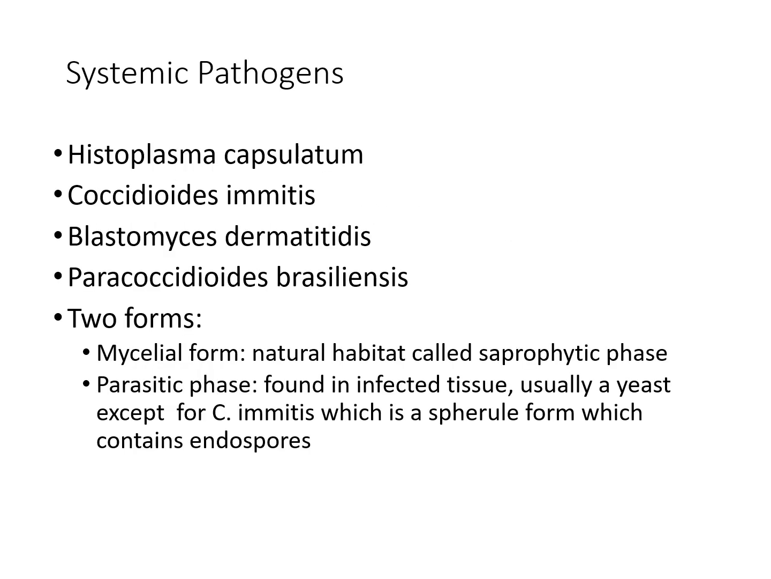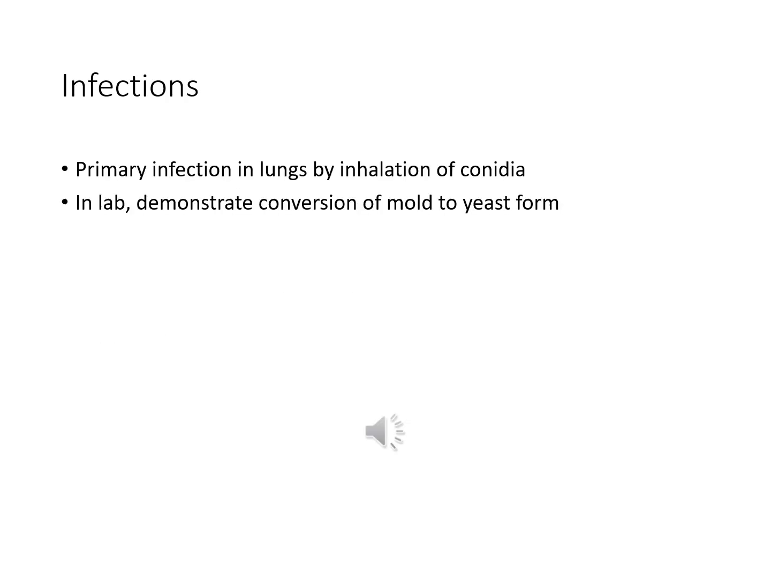True pathogenic fungi include Histoplasma capsulatum and Blastomyces dermatitidis. These fungi exhibit two distinct forms during their life cycle. The mycelial form, also known as the saprophytic phase, exists in the natural environment where the fungus lives as a mold. When infecting a host, they convert to the parasitic phase, which is typically a yeast form found in infected tissues. An exception is Coccidioides immitis, whose parasitic phase forms spherules containing endospores rather than typical yeast cells. These are all primary infections in the lung, and so the mode of transmission is inhalation of the airborne conidia.